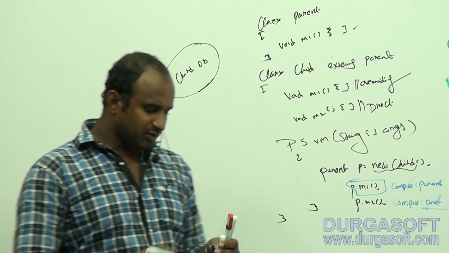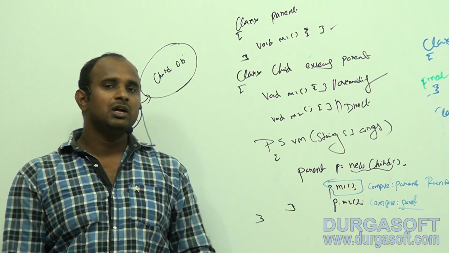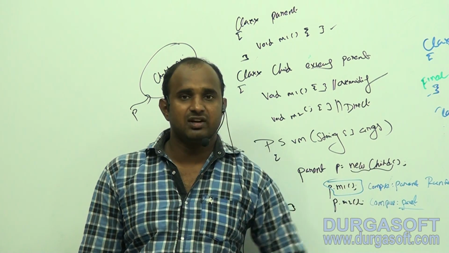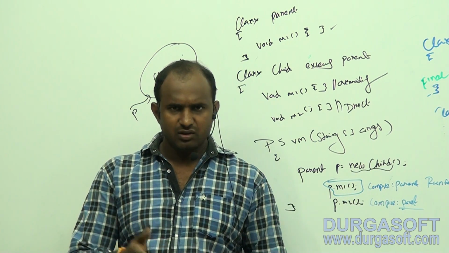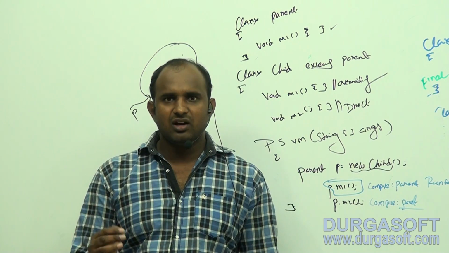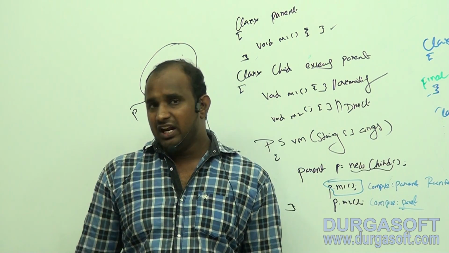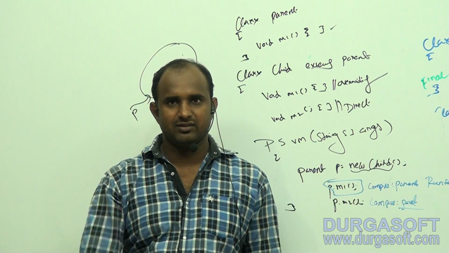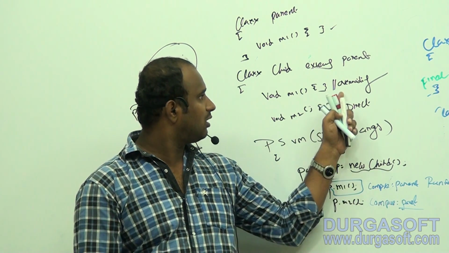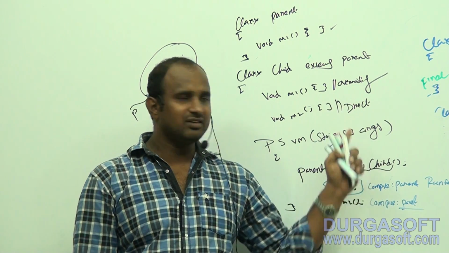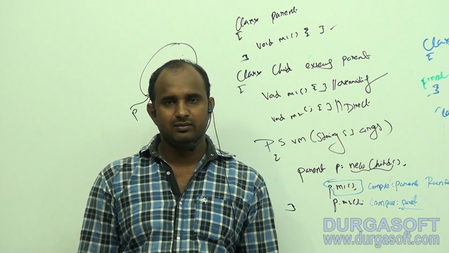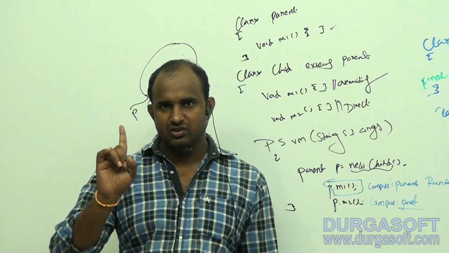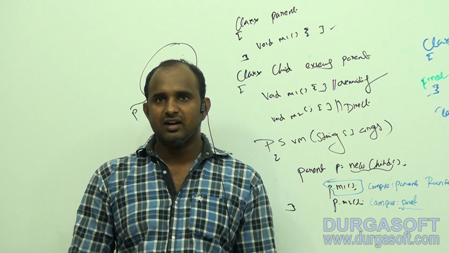Now I am asking a simple question here. In this example, after the new keyword, which class object is created? Child class object is created. Child class object is created means, child class contains how many methods? Two methods. One is the overriding method, one is the direct method. M1 method, M2 method, right? Yes or no?